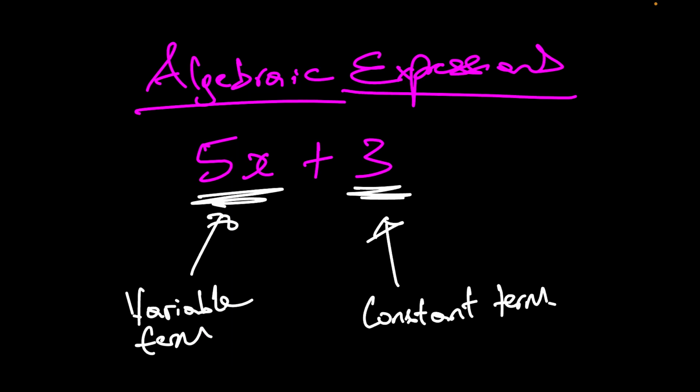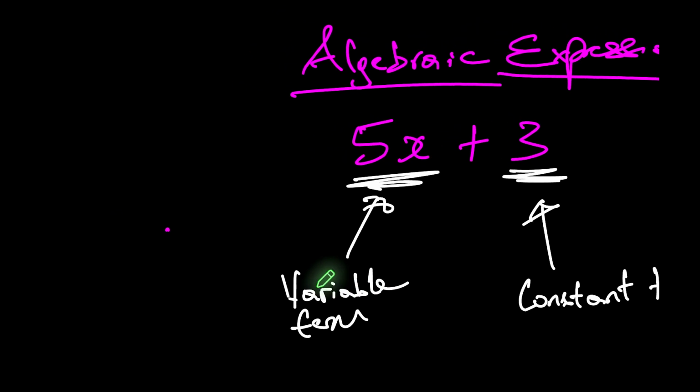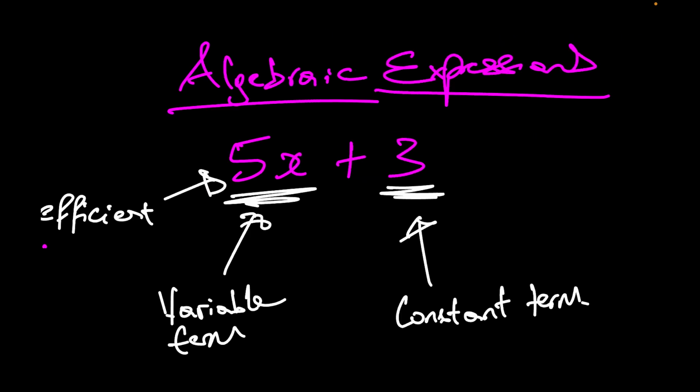And within the variable term, we have another terminology that we need to be aware of. It's the 5, the number that's been used to multiply by x. That's what we call the coefficient. So those are some of the basic terminologies that we need to be aware of.